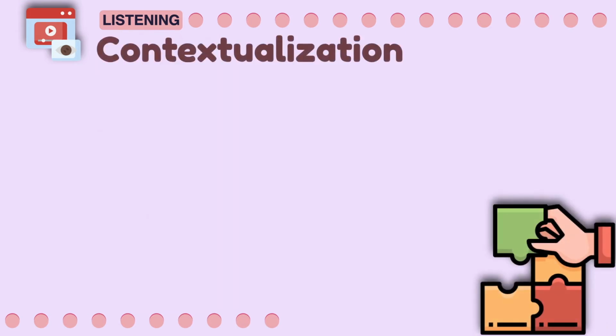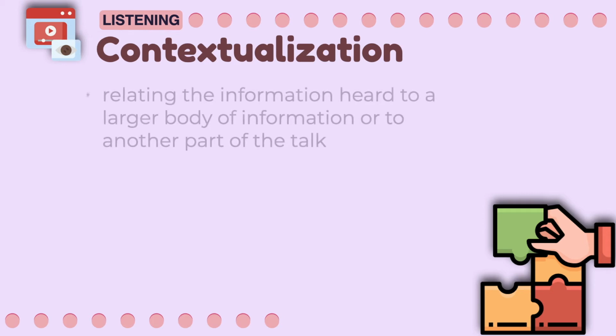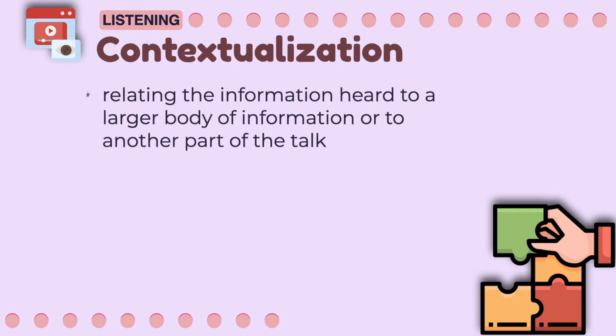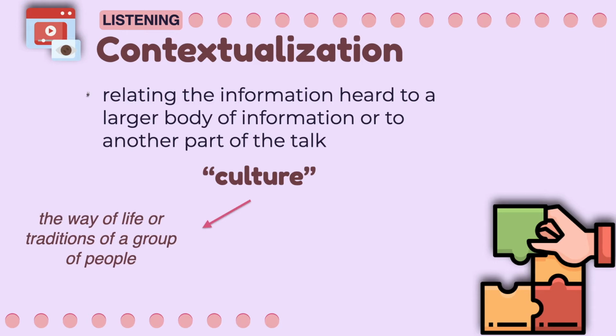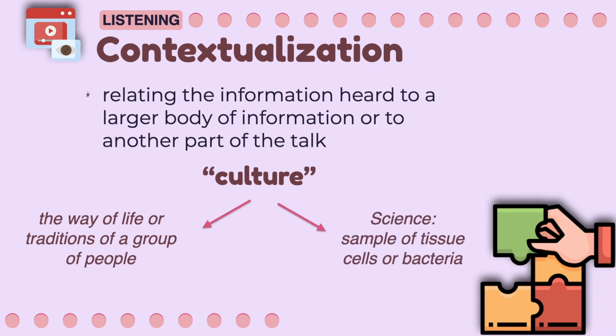Fourth strategy is contextualization. This involves relating the information heard to a larger body of information or to another part of the talk. This is important because a word may have different meanings depending on the context of the talk. For example, generally the word culture refers to the way of life or traditions of a group of people. In the field of science, however, culture may mean a sample of tissue cells or bacteria.